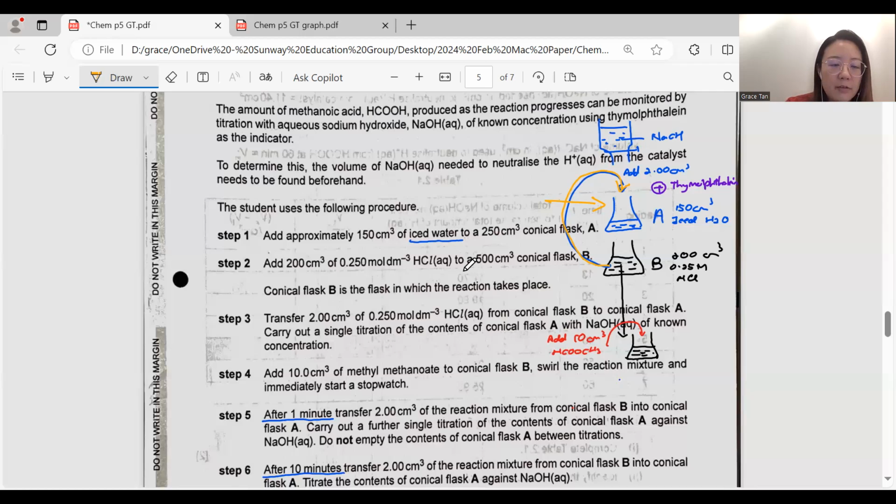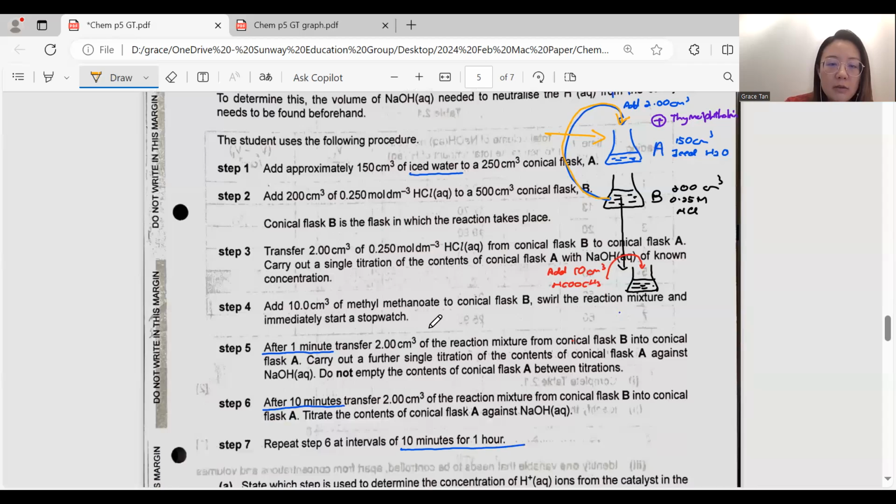Now step 5. After 1 minute, transfer 2 cm³ of the reaction mixture from conical flask B into flask A. That means in this mixture, where the hydrolysis of ester starts, after 1 minute you transfer 2 cm³ into the same flask A. Carry out a further titration of the contents of conical flask A against NaOH, and do not empty the contents of conical flask A between titrations. So you can see that this is an accumulative titration process. Every 1 minute you transfer 2 cm³ out and then you titrate.